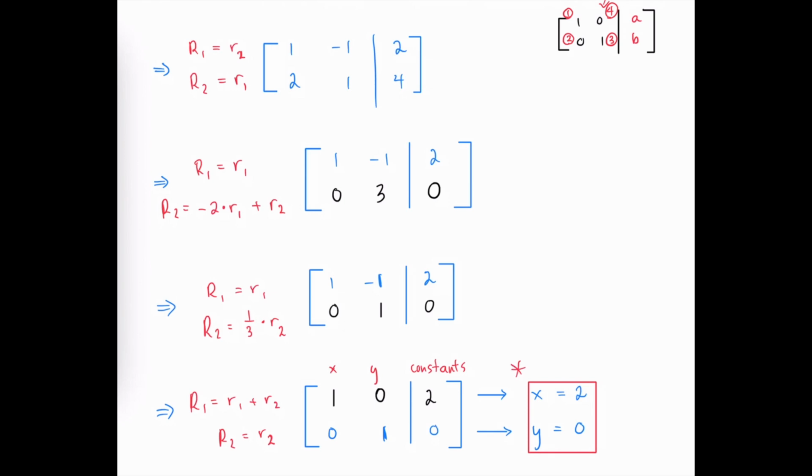So this is the solution to the original system of equations, but we could also write this solution as an ordered pair, because remember, the solution to a system of linear equations is the ordered pair that is the intersection point between the two original lines. So we can represent our answer in either one of these ways.